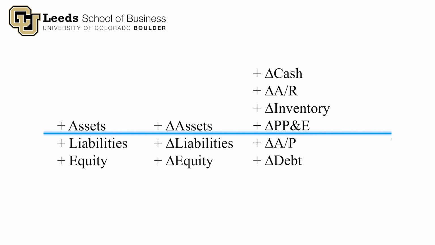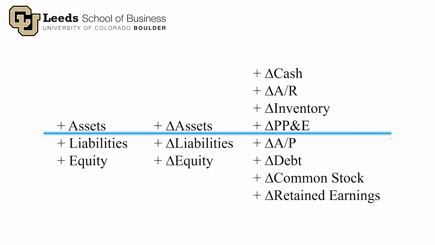Now let's break out liabilities. This company is going to have 2 different types of liabilities, accounts payable and debt. So the change in liabilities is equal to the change in accounts payable plus the change in debt. Finally, equity. This company is very simple. It has just a common stock equity account and a retained earnings equity account. So the change in equity is equal to the change in common stock plus the change in retained earnings.